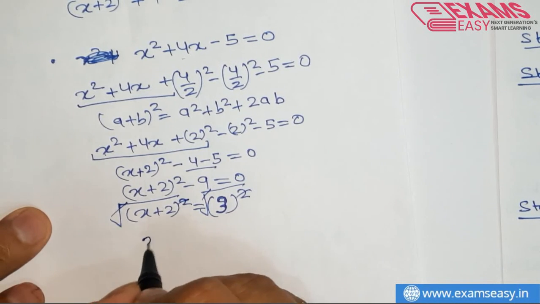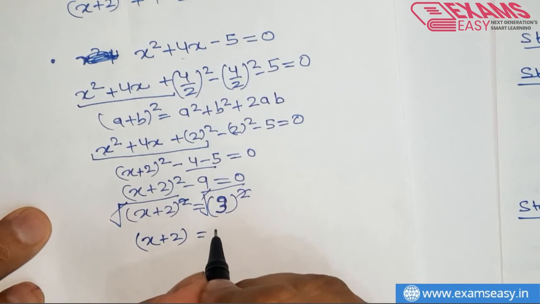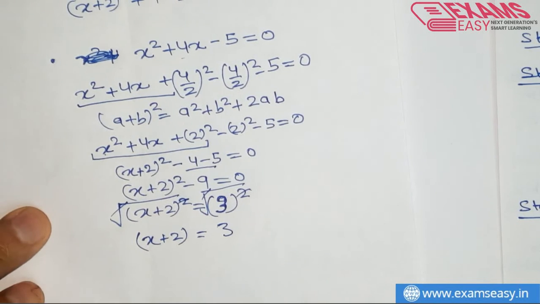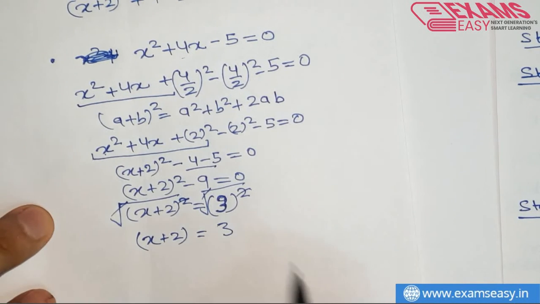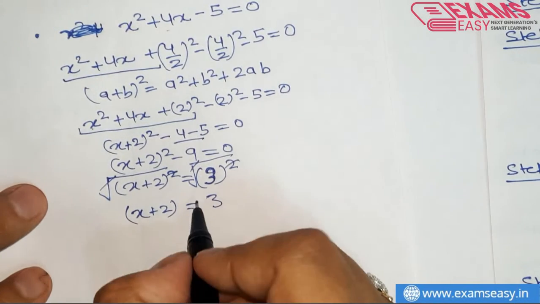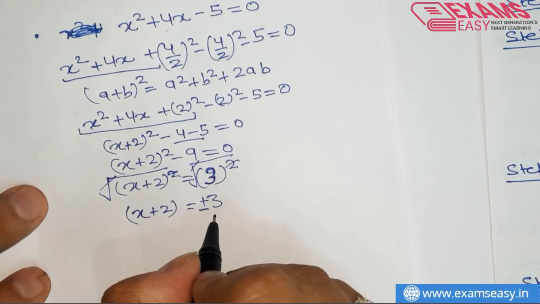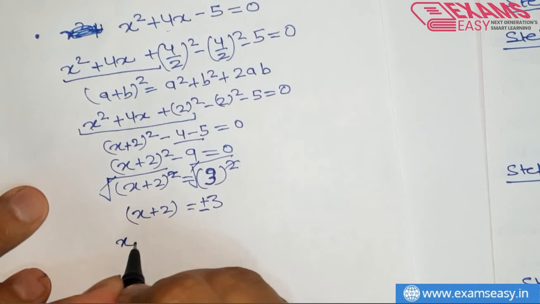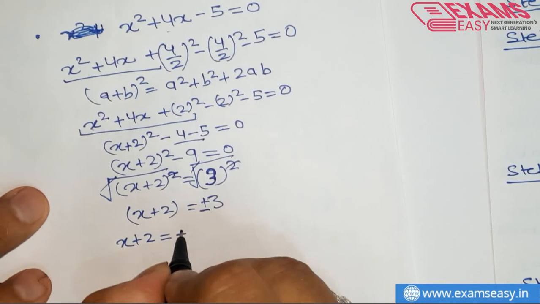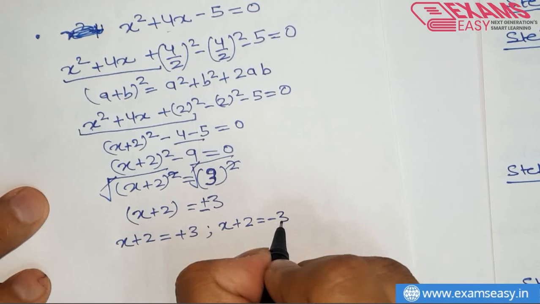The expression will become x plus 2 is equal to 3. So friends, if we are taking the square root of any integer, then the result will be obtained in the form of plus and minus. So here we are getting the two cases: when x plus 2 is equal to plus 3, and when x plus 2 is equal to minus 3.